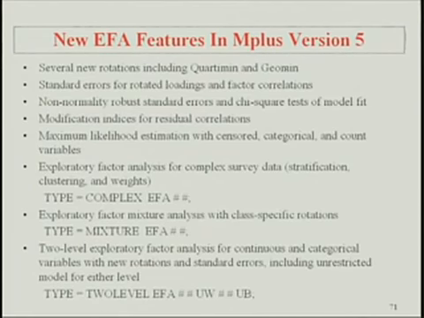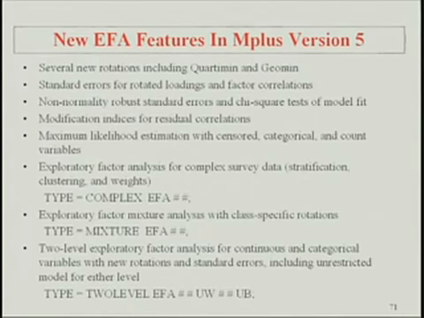And we've added maximum likelihood estimation for censored, categorical, and count variables. Before, we only had EFA for continuous and categorical, with the categorical using weighted least squares. So the categorical estimator has been expanded to maximum likelihood, and we've added censored and count variables to the scale types that can be used for EFA.